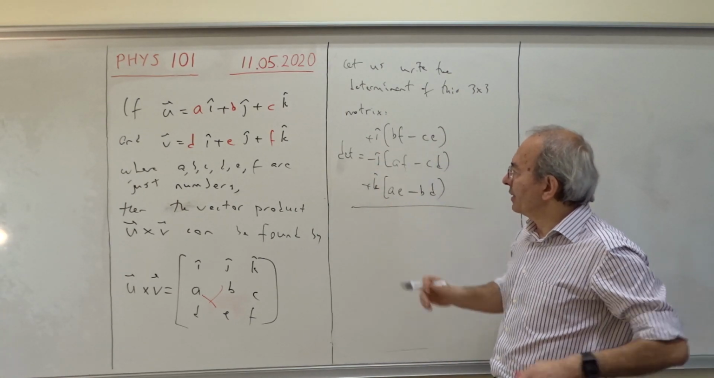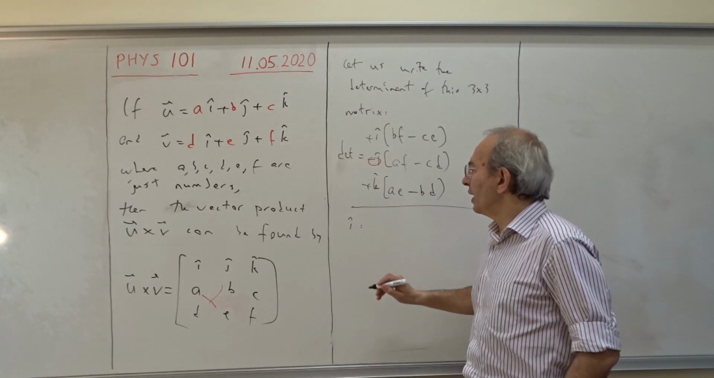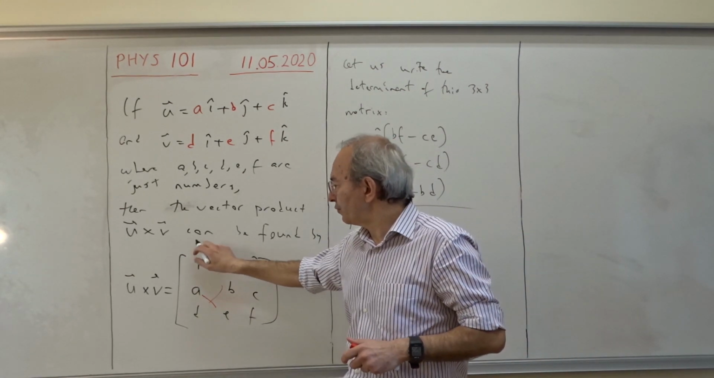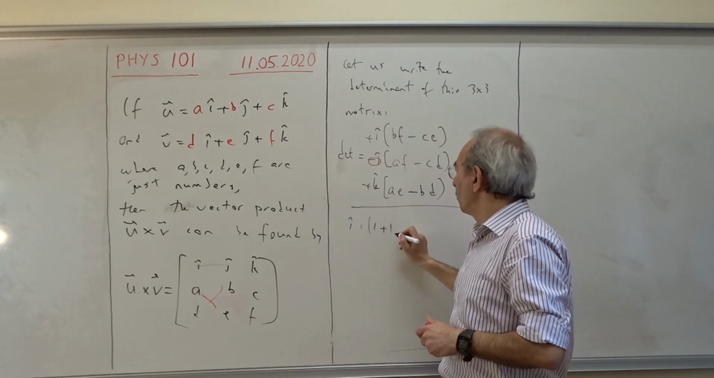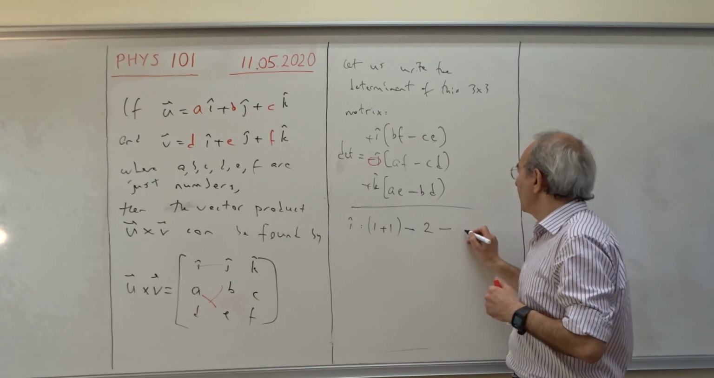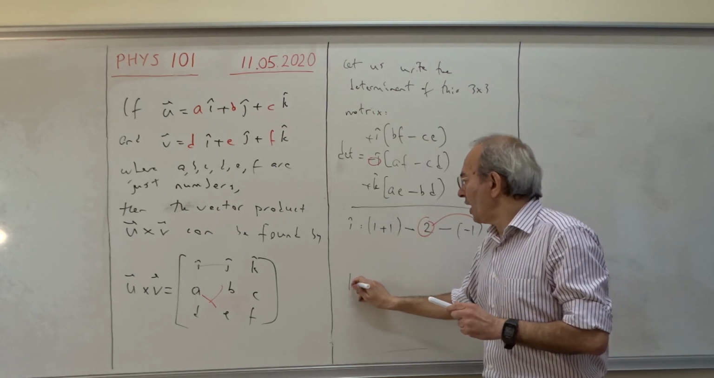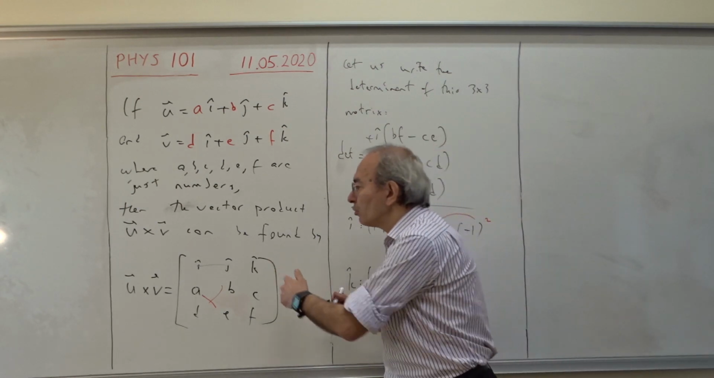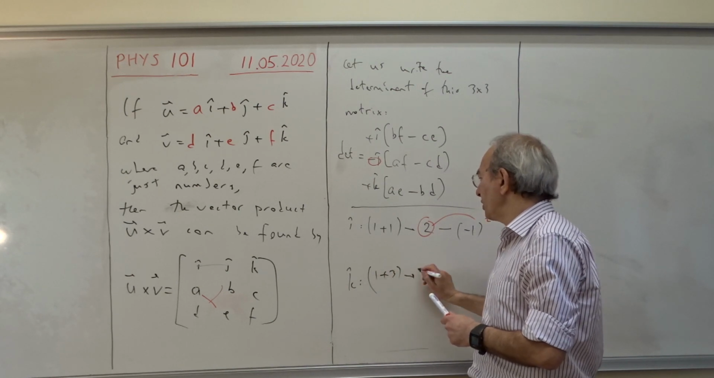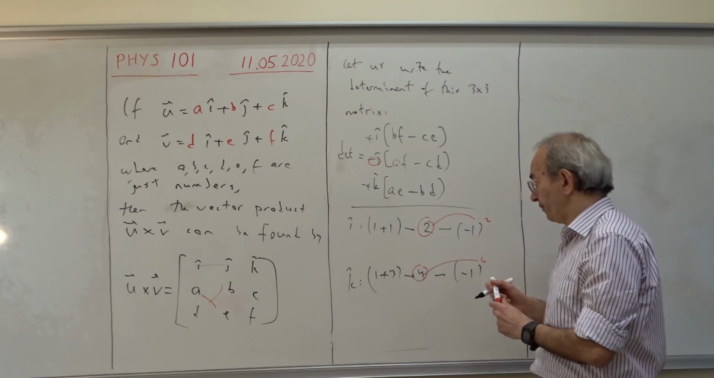Why do we have a minus sign here? Because of the following reason. For i, we have row and column 1 and 1. It is first column, first row. 1 plus 1 is 2, an even number, so minus 1 to the power of 2. For k, what is the row and column? Third column but first row. 1 plus 3 is 4, an even number, so minus 1 to the 4.